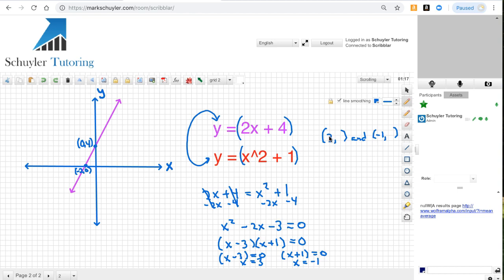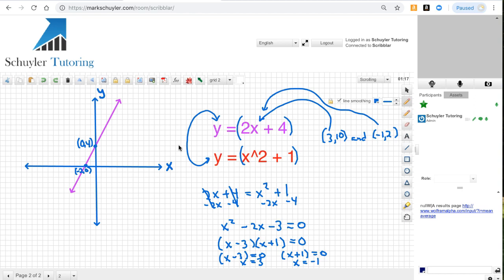But you took that x and you brought it back to either one of the equations. It didn't matter which equation, whichever one was easier. That's my rule. I'm going to bring it back to the line. That would give me 2 times 3, 6 plus 4. We have a y of 10, where the x is 3, the y is 10. But if I put in the negative 1 into that same place, 2 times negative 1 is negative 2. Negative 2 plus 4 is 2. So we have the point negative 1, 2.